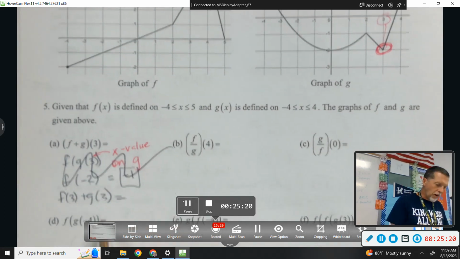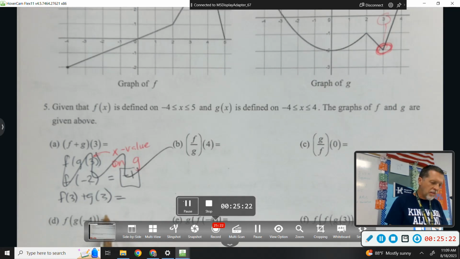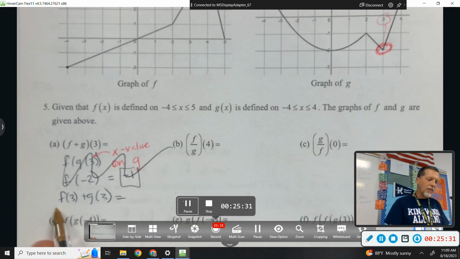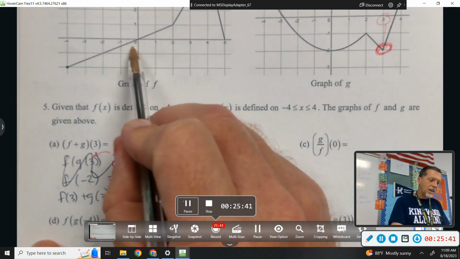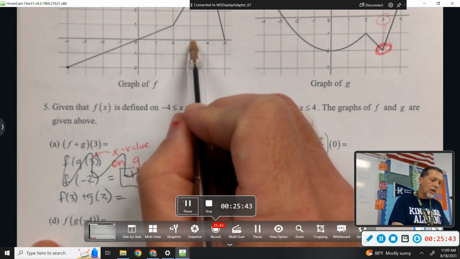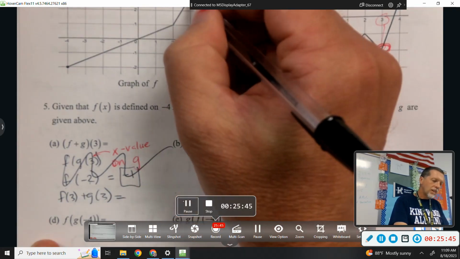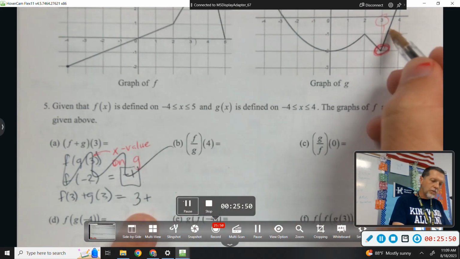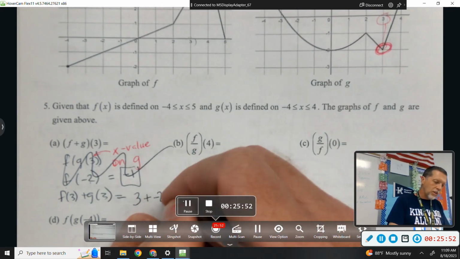So f of 3 now. Alex, you tell me, what's f of 3 now that you know how to do this? Negative 2. F of 3. So x is 3 on the graph of f. So go to x equals 3 on the graph of f. And what do you see? X equals 3 on the graph of f is 3. And then x equals 3 on the graph of g is negative 2. 3 minus 2 is 1.